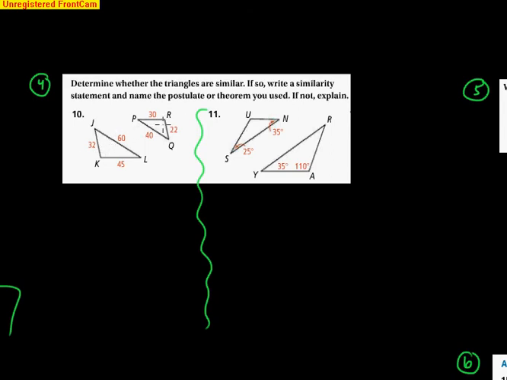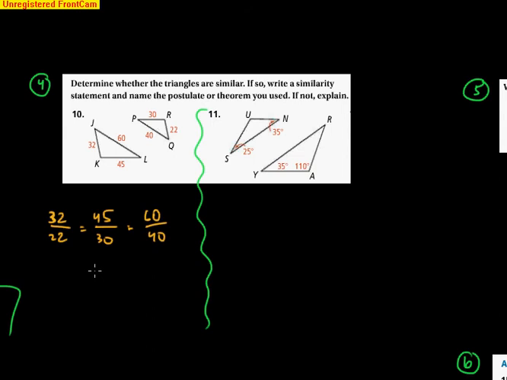Now, it's hard because the orientation is not the same. But the numbers should line up small to small, medium to medium, large to large. If I start with triangle JKL, 32 is the smallest side. It has to correspond to the smallest side in the other triangle, which is 22. Then I come back. What's the middle side in JKL? Well, that's 45. It would have to correspond to the middle side in PRQ, and that would be 30. And then I'll come back to the first triangle. The largest is 60. The largest is 40.